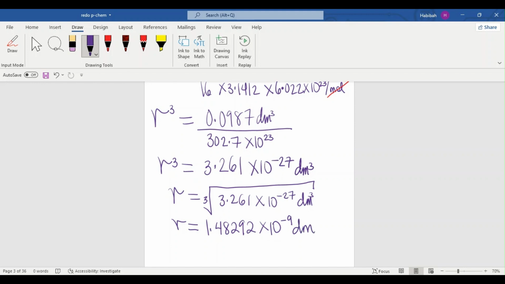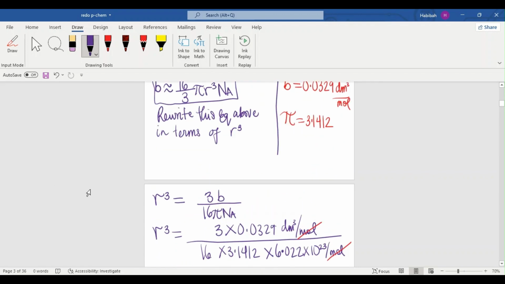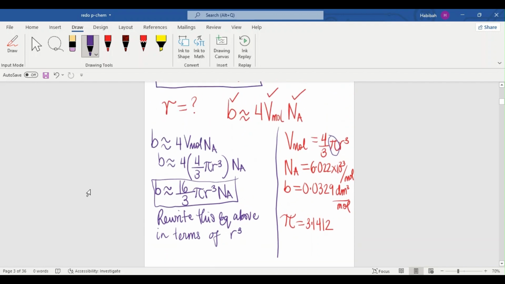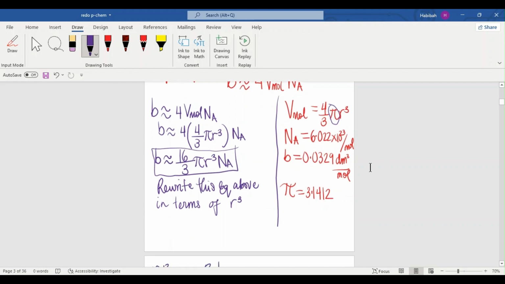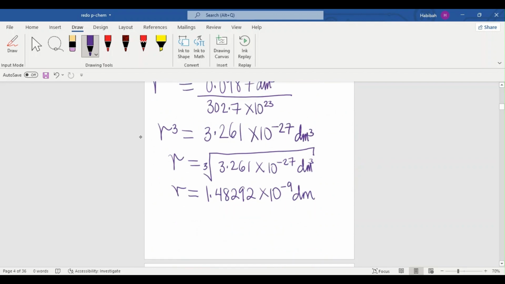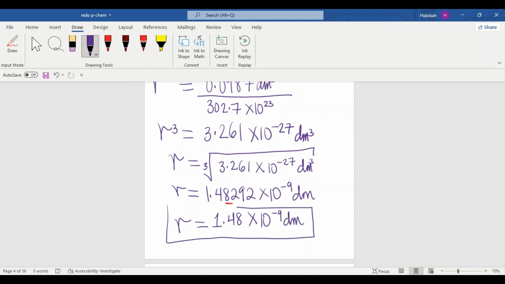But our work is still not done because in chemistry, you pick the lowest number of significant figures given to you in the question. Looking at our work, we see that b has 3 sig figs. The values of pi and Avogadro's constant are constants, so we don't take those into account. The value that we solved for was in 3 sig figs, which is the value for b, so we're going to put our final answer in 3 sig figs. What you end up with is r is equal to 1.48 times 10 raised to the power of negative 9 decimeter. And this is basically the answer to this question.